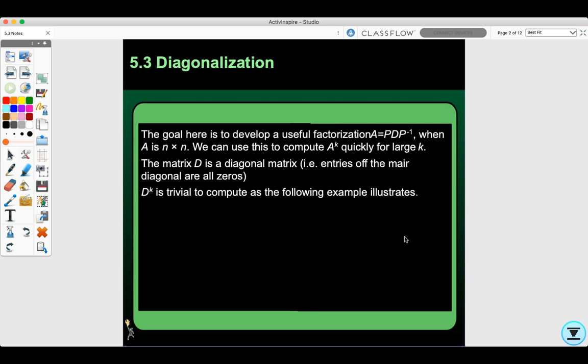Today we're going to do section 5.3, diagonalization. The goal here is to develop a useful factorization, A equals P D P inverse, when A is n by n. We can use this to compute A to the k quickly for large k. The matrix D is a diagonal matrix, i.e. entries off the main diagonal are all zeros, and D to the k is trivial to compute, as the following example illustrates.